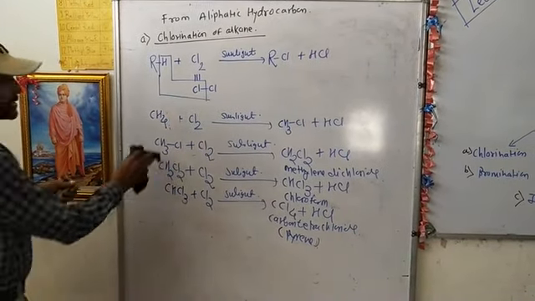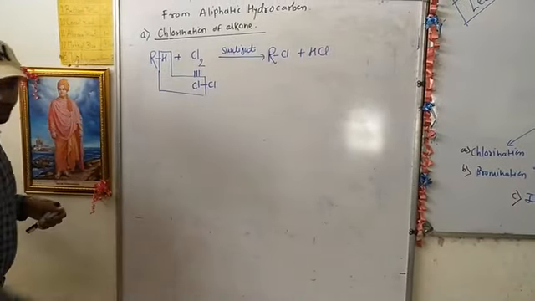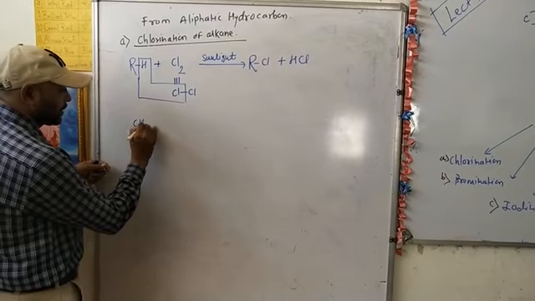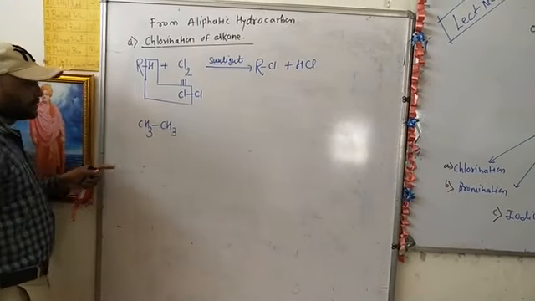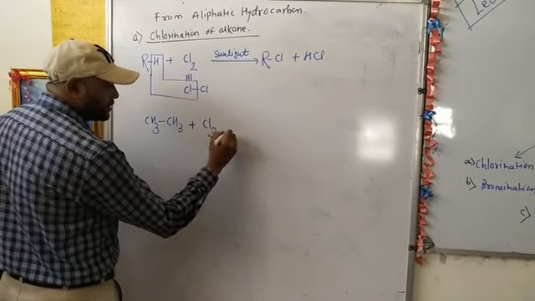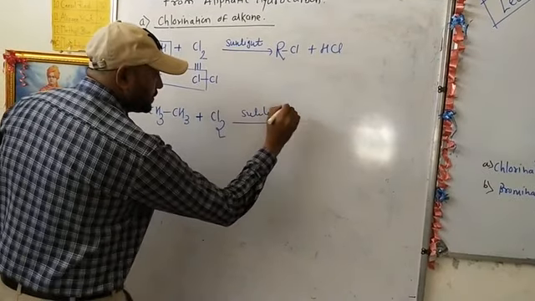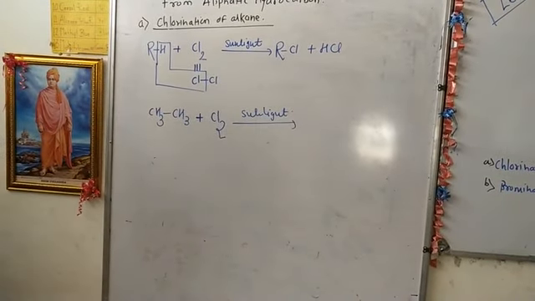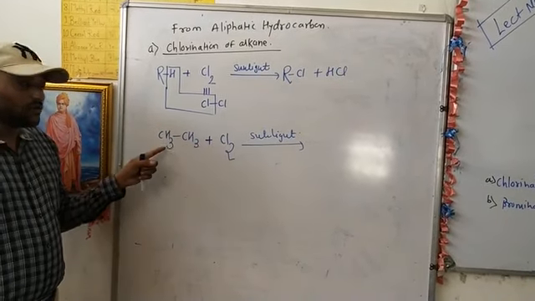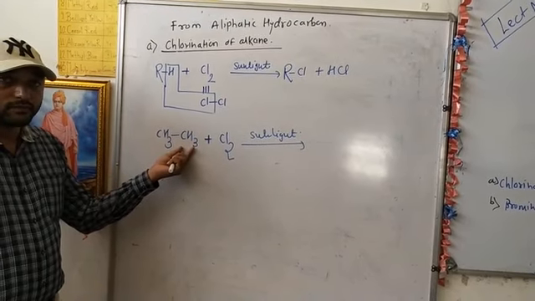So take the next example of substitution reaction under chlorination, that is ethane. Ethane, CH3 single bond CH3, in presence of chlorine and sunlight. Look at this example, you can carry out only one type of chlorination, that is monochlorination.